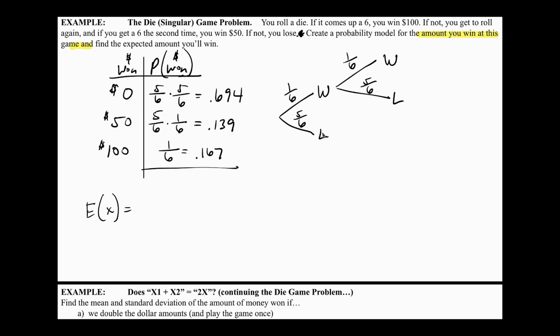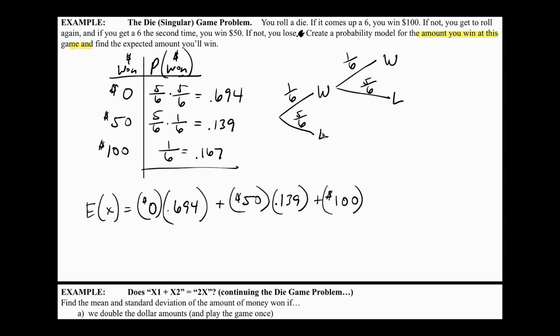How much would I expect to win in the long run? Not the first time, not the second time, not the third time. If I sat and played 1,000, 10,000, a million times, how much would I expect to win each time on average? So the first one is $0 times 0.94 times 694. The next one is $50 times 139. The next one is $100 times 167. About 23.65 per game.